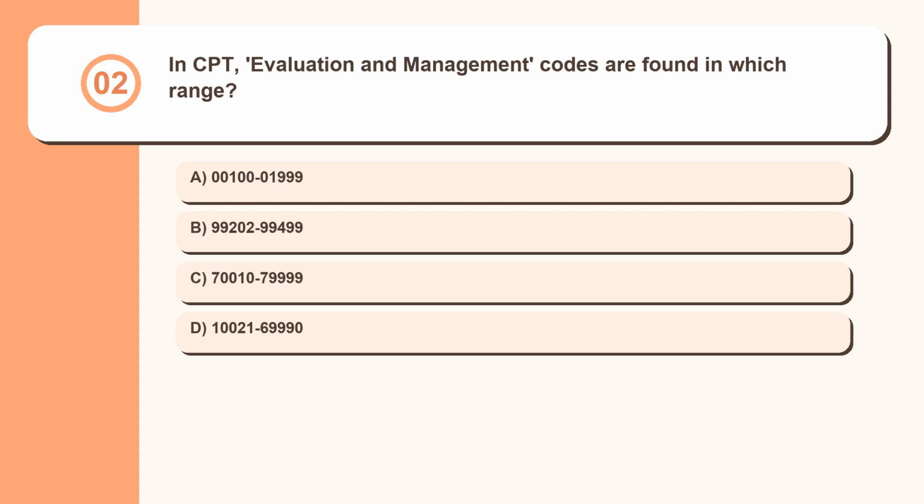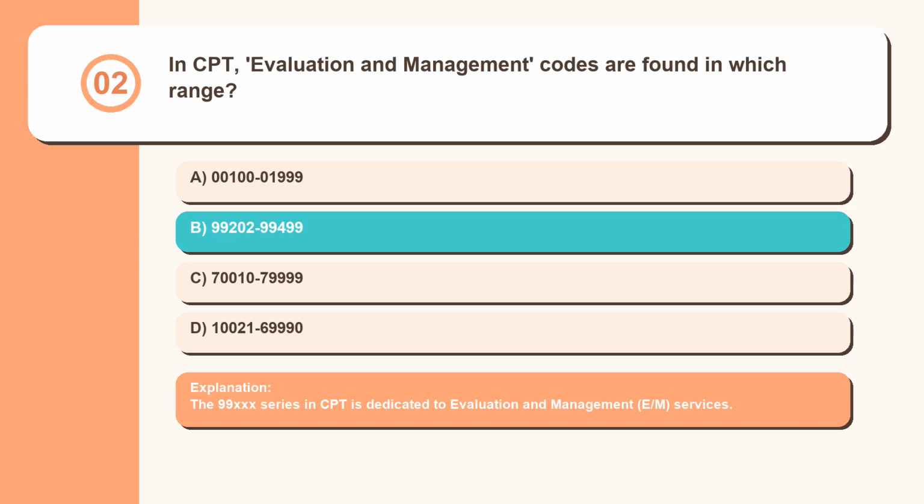Question 2. In CPT, evaluation and management codes are found in which range? 00100-01999, 99202 to 99499, 70010 to 79999, 10021 to 69990. The 99XXX series in CPT is dedicated to evaluation and management, E/M, services.